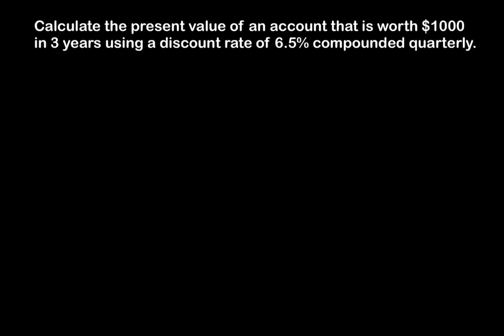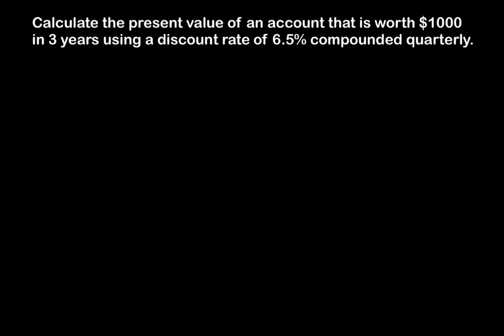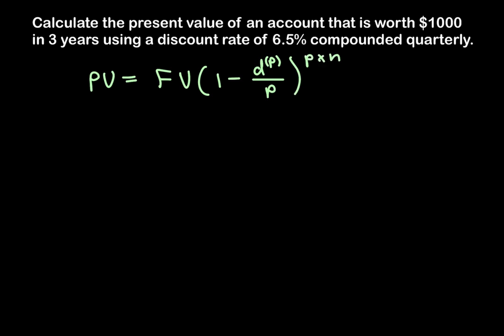Okay, so this next example, we have to calculate the present value of an account that is worth $1,000 in 3 years using a discount rate of 6.5% compounded quarterly. Okay, so present value calculations involving discount rates take the following form. So we have the future value multiplied by 1 minus the nominal discount rate, convertible p-thly, so that's d^(p), over p to the power of p times n, which is the number of years.